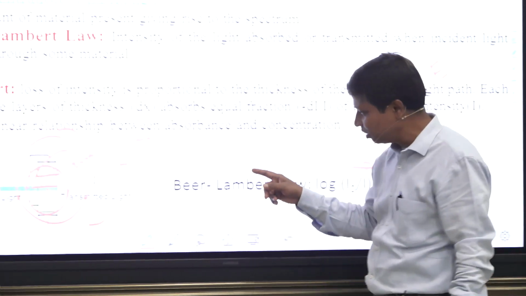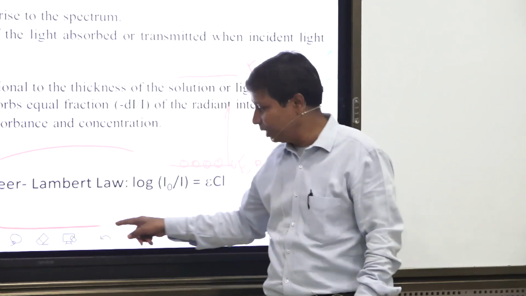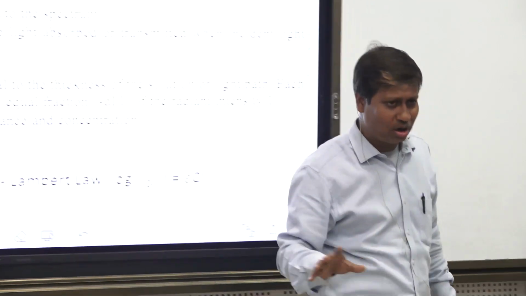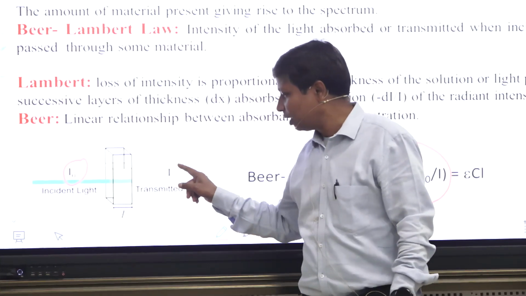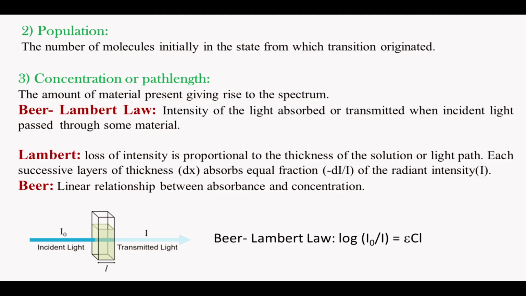This path length and concentration, these two together, is known as Lambert-Beer's law. It is a very simple law, developed 200 years ago, but we are still using it. What it says is that log I0 by I, where I0 is the incident light and I is the transmitted light. I0 and I will be different if your solution has absorbed some light. So log I0 by I is called absorbance, or simply OD, optical density. This is equal to epsilon, C and L. C is the concentration, and L is the path length. Usually we take 1 centimeter, so L is 1.